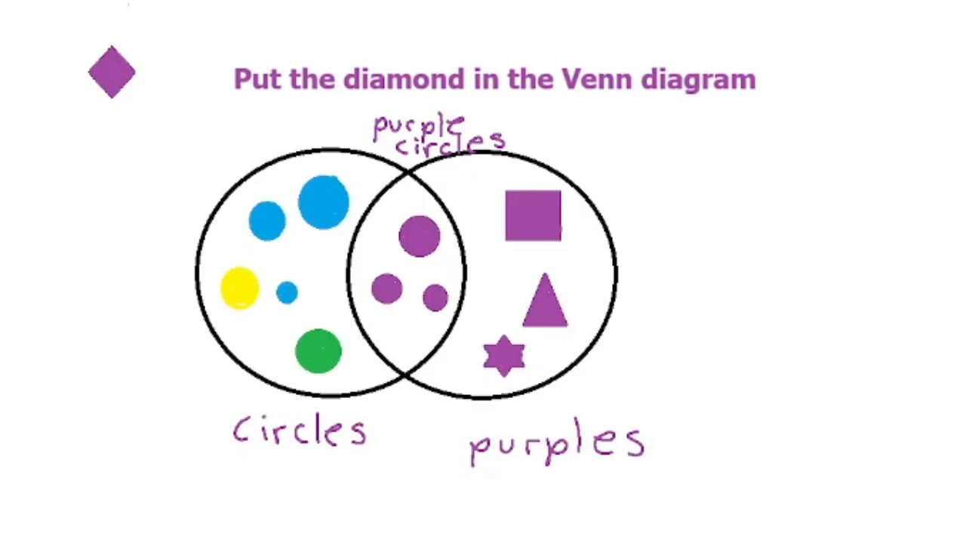So if you had to put this diamond somewhere, where would you put it? Well, you wouldn't put it over here because over here there's only circles. Even in the overlap area, it would have to be a purple circle, so you can't put it here. Over here, there are all different kinds of shapes, and they're all purple. So I think that's where we should put it. So it would go here. So that would be the answer to the question, to put it in the correct area.